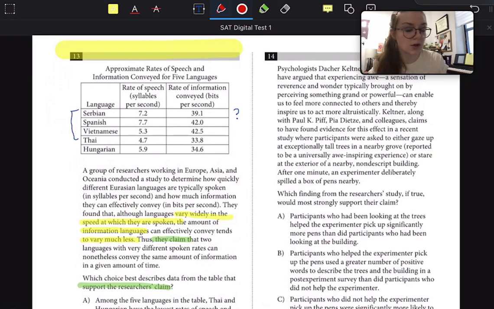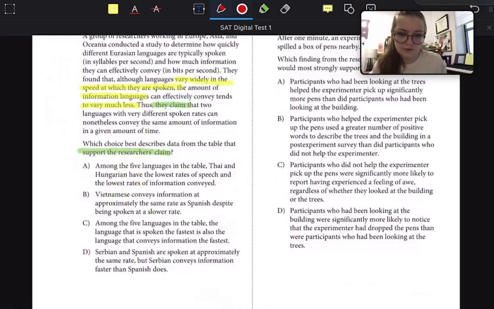So for these kinds of questions, let's try a process of elimination approach. So let's look at the first one here. Among the 5 languages in the table, Thai and Hungarian have the lowest rates of speech and the lowest rates of information conveyed. So what we're trying to do is either prove or disprove this and this here.